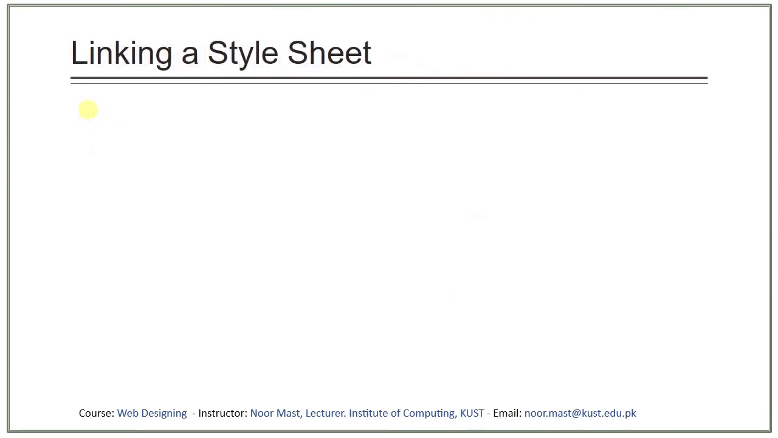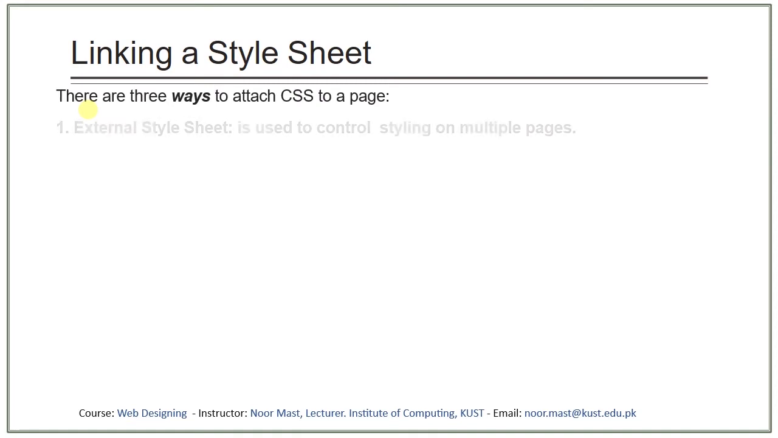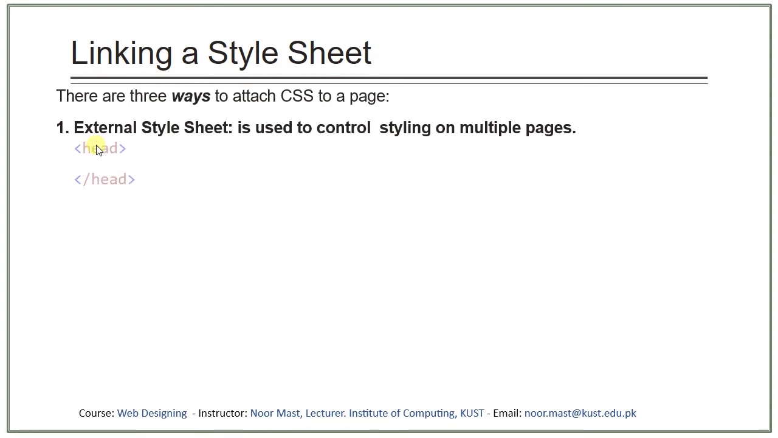Linking a style sheet. There are three ways to attach CSS to a page. External style sheet. This method is used to control styling on multiple pages. Each page must include a reference to the external style sheet file inside the link element. The link element goes inside the head section.